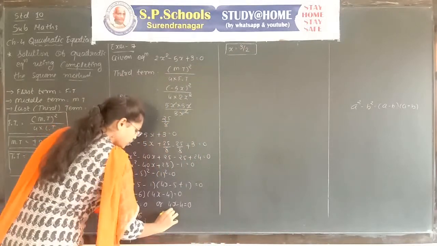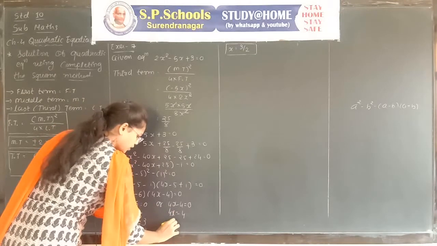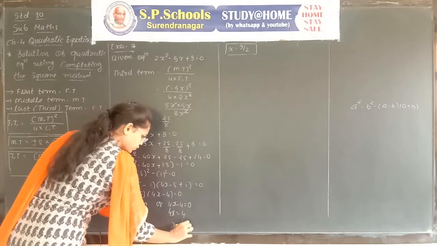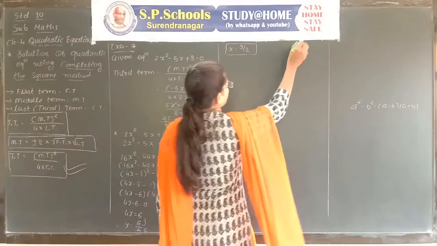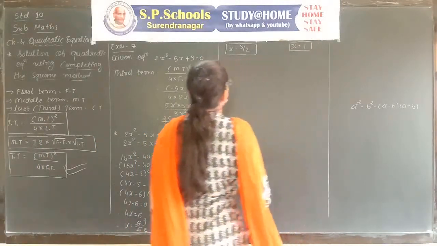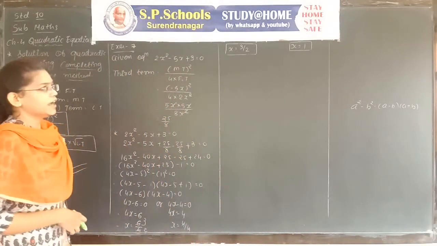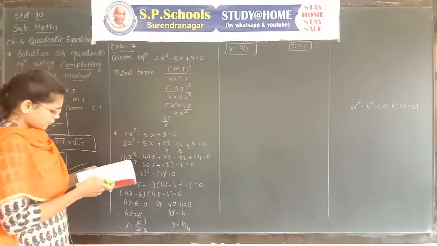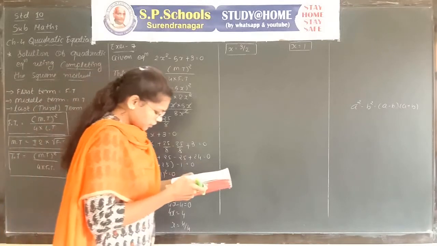Same way here, 4x is equal to 4. That's why x is equal to 4 upon 4. 4 cut and we get x is equal to 1. Here 3 upon 2 and 1 are the solutions of the equation. It is from our example number 3.